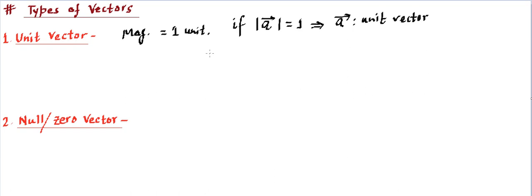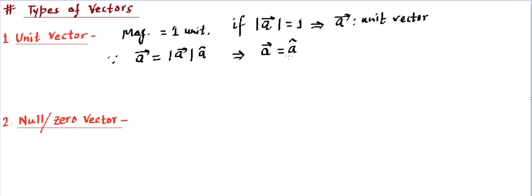Now we can go further and have some interpretations. For any vector A, this relation is always true: A vector is equal to the magnitude of that vector times the direction of that vector. Since the magnitude is a positive number, and here it is 1, we can substitute it as 1, so A vector is equal to A cap.